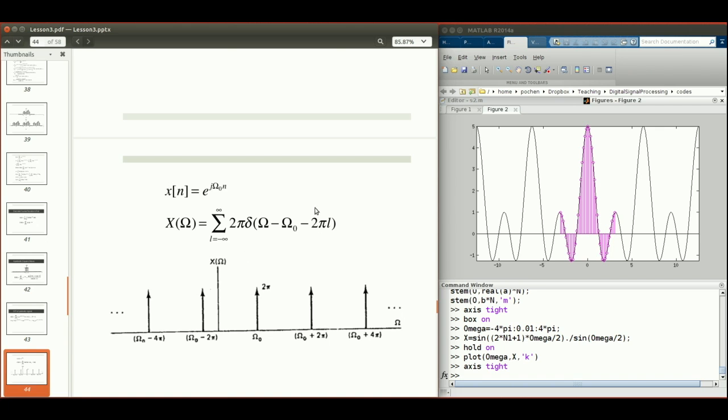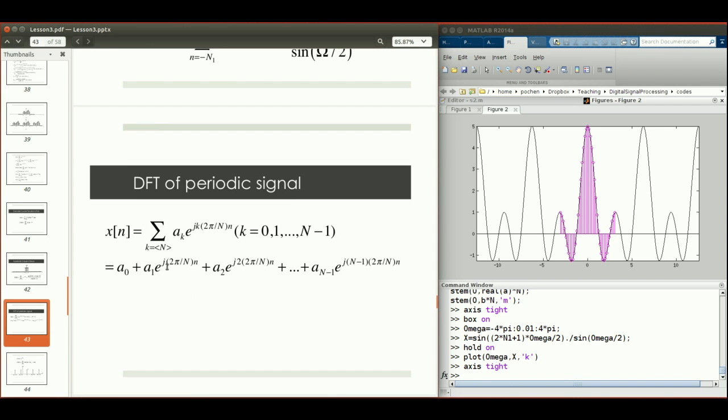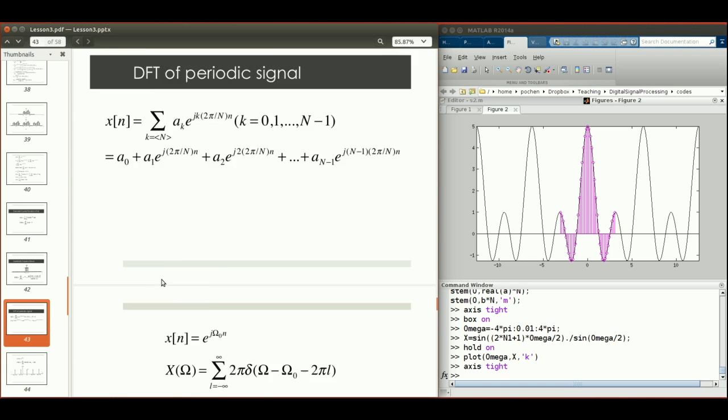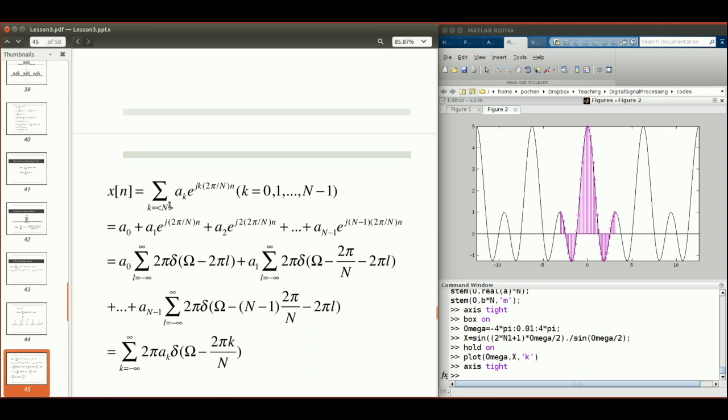So if you have this result, you can bring it back to represent all these terms: the DFT of this term, this term, this term. The DFT of this first term is a0 times e to the j zero times 2 pi divided by big N times n. That's the zeroth term. If you actually do that, that's the result from the previous slide, so what you can obtain is a0.